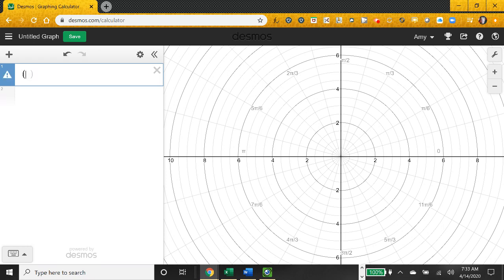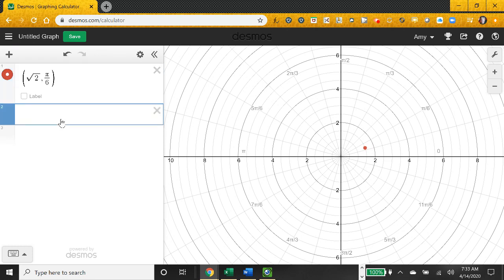I wonder what happens if we just do one point here. Let's say we do square root 2 comma pi over 6. Look at that, it plots our point. So it does an r theta for you, which is really cool. Now, why do we do polar coordinates in the first place? Well, some equations are easier to write in polar form than they are in rectangular form. I'll give you an example.